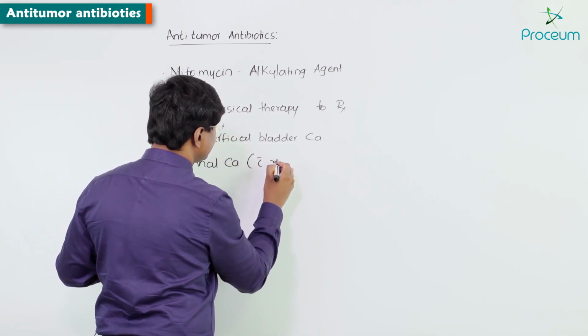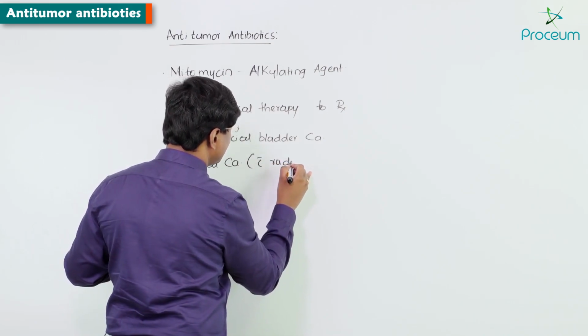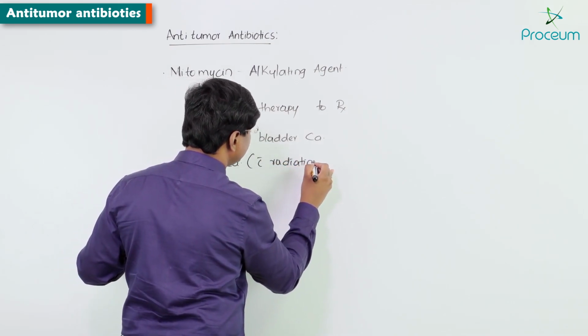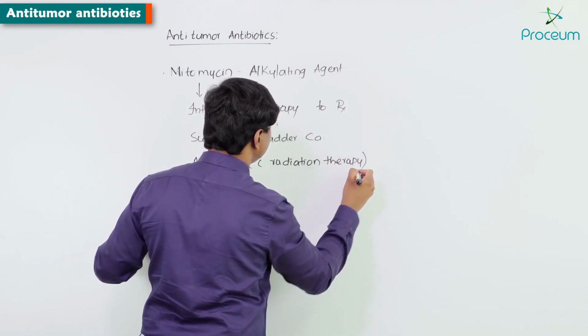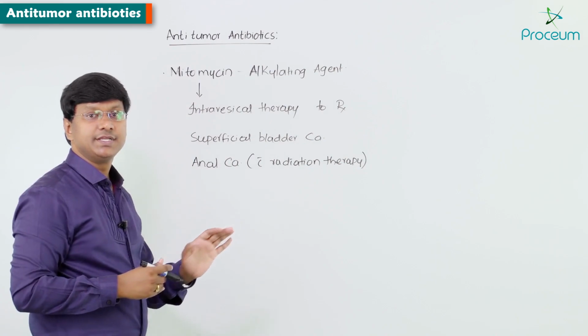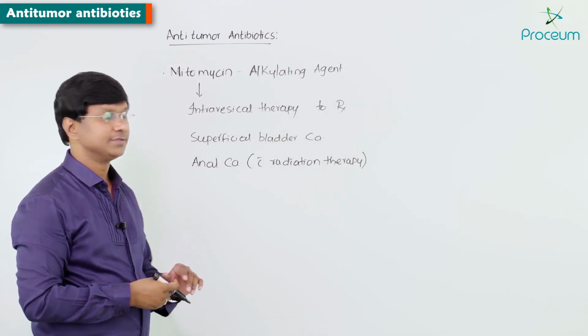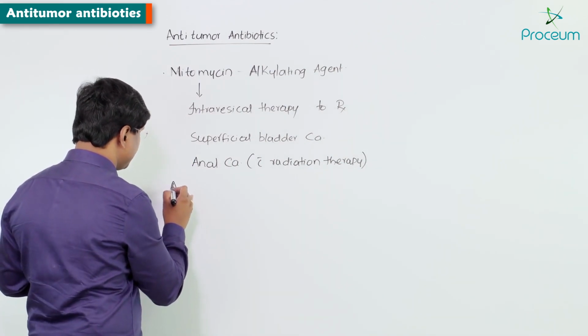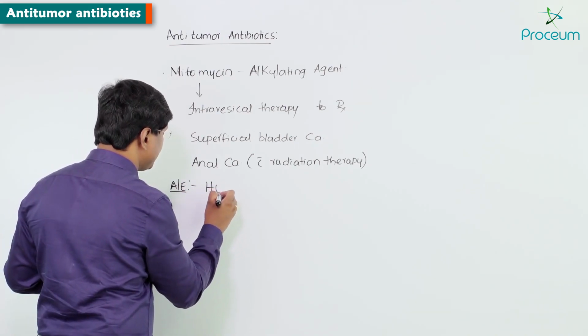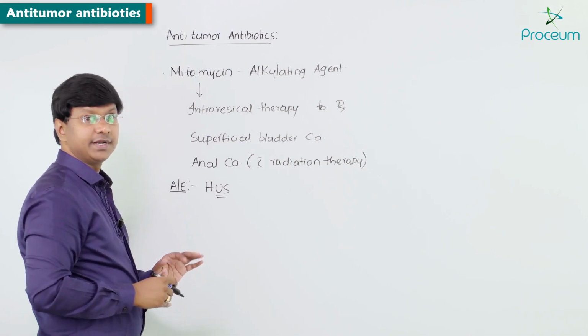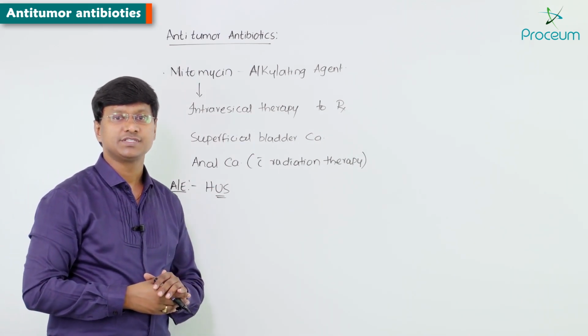So along with radiation therapy, if you give mitomycin, it is used in the treatment of anal carcinoma. And if you take the adverse effect of mitomycin, it can cause hemolytic uremic syndrome.